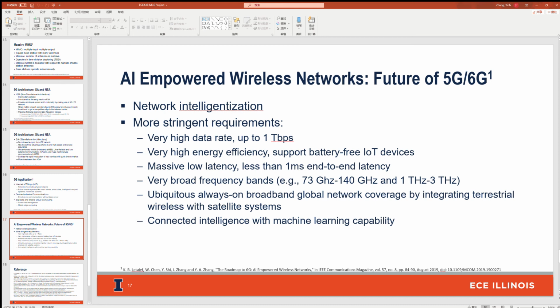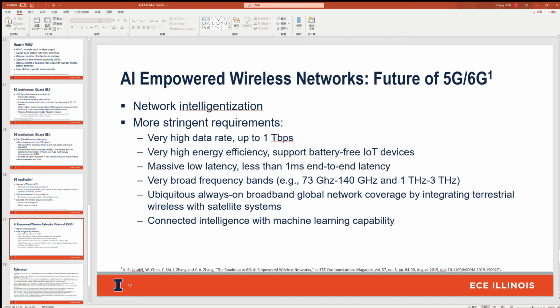In contrast to previous generations, 6G will be transformative and will revolutionize the wireless evolution from connecting things to connected intelligence with more stringent requirements. So some requirements here are listed below. The first will be the very high data rate, up to 1 terabit per second. Second would be the very high energy efficiency with the ability to support battery-free IoT devices. Then would be the massive low latency control, which has less than 1 millisecond end-to-end latency.